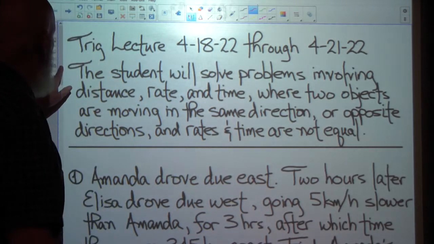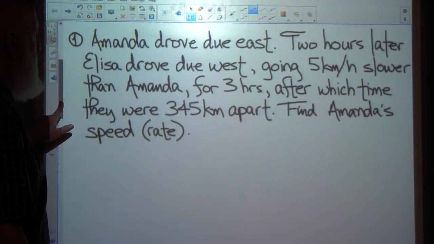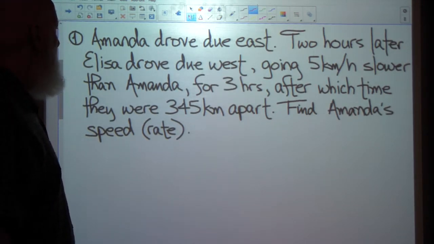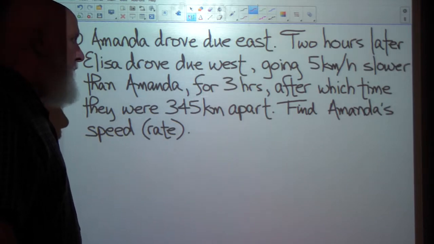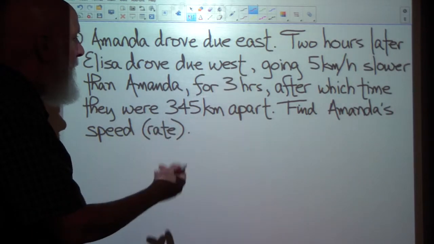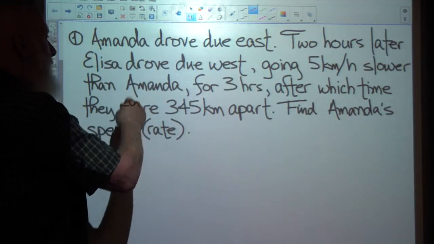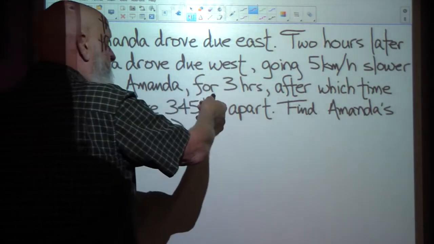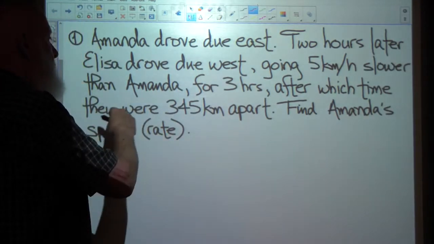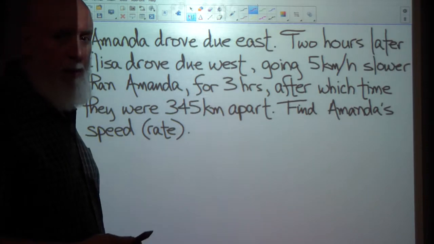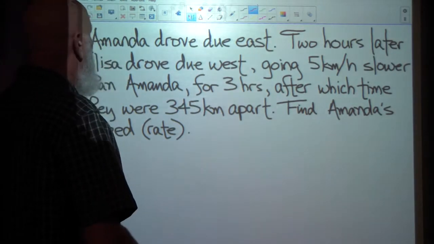So here we go. Take a look at what we're dealing with. It's a little short word problem. Amanda drove due east. 2 hours later, Elisa drove due west. She's going 5 kilometers rather per hour slower than Amanda. And she travels for 3 hours, after which time they were 345 kilometers apart. Find Amanda's speed. Well, let's just break this thing down and take a look at it.